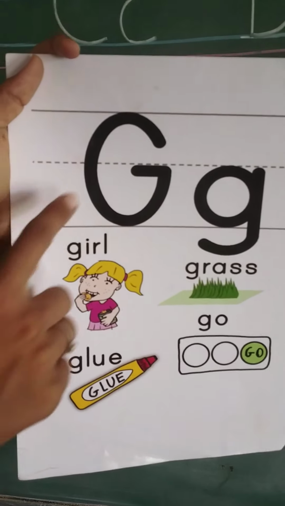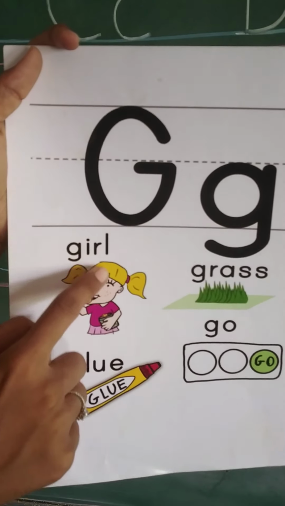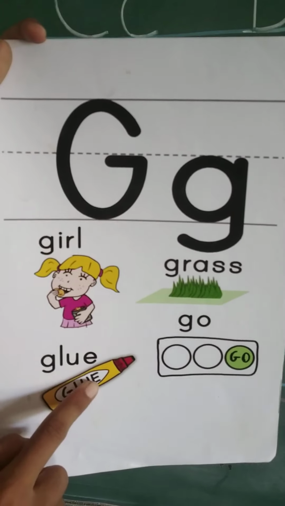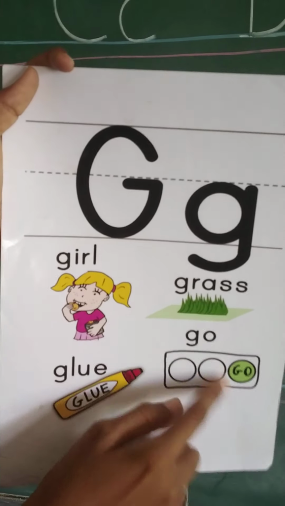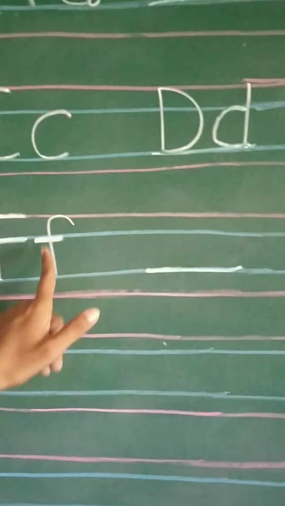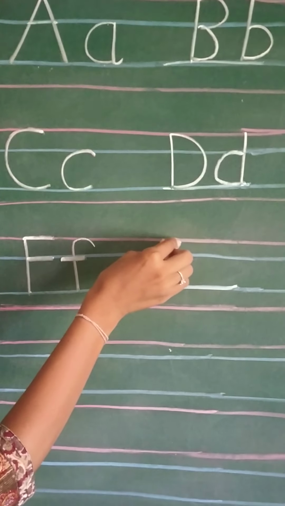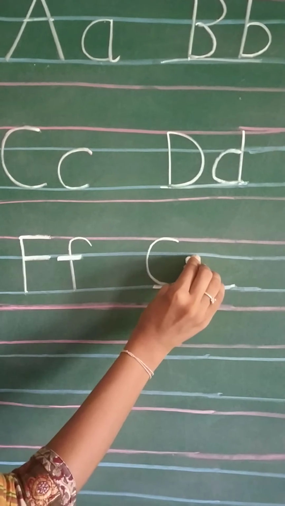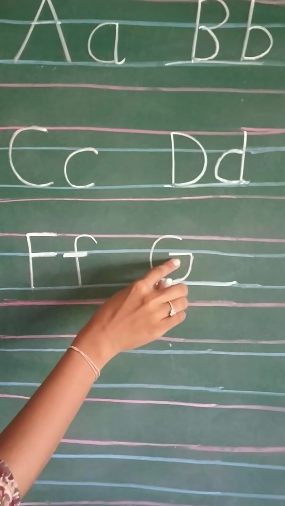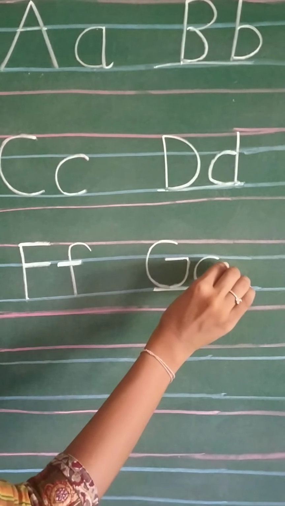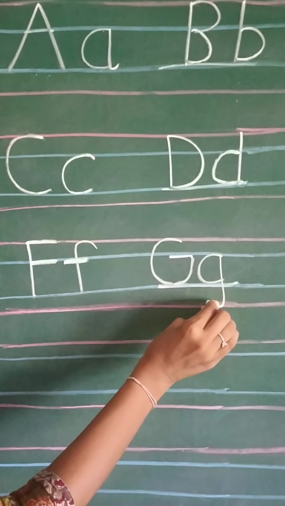G. Girl. G. Grass. G. Glue. G. Go. What will we write here? After F, which letter? G. Right here G. Half circle. Sleeping line. Which letter is this? Capital G. Now small g. Half circle. Standing line. Curve.